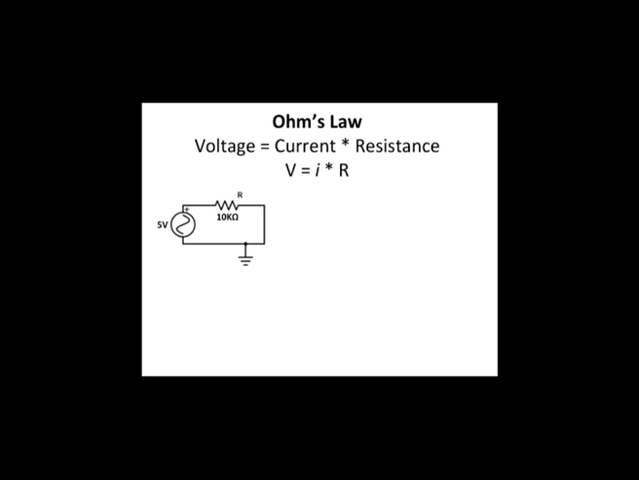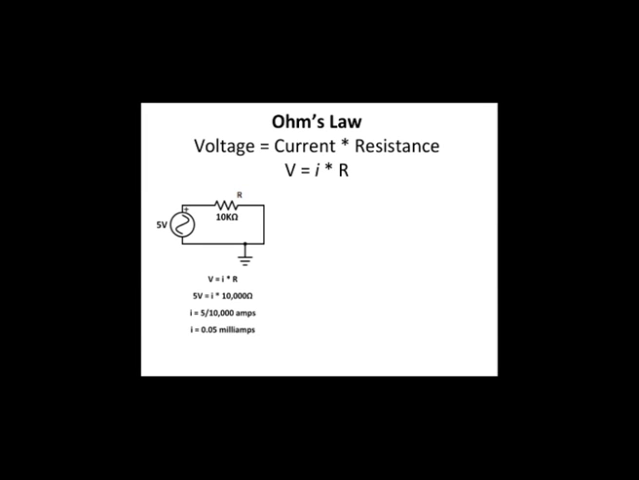In this circuit we have a 5-volt power supply, which would be something like a battery or wall outlet, and a 10 kilo ohm resistor. Using Ohm's law, we can calculate that the current in this circuit is 0.5 milliamps because 5 volts divided by 10 kilo ohms is equal to 0.5.